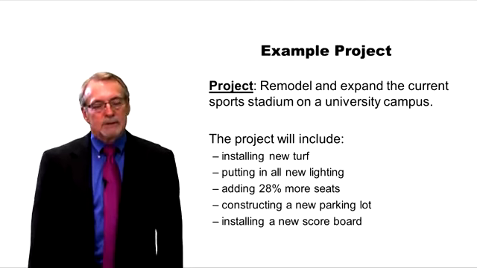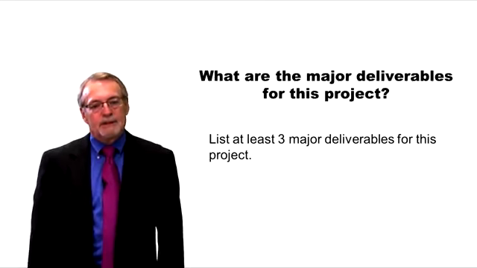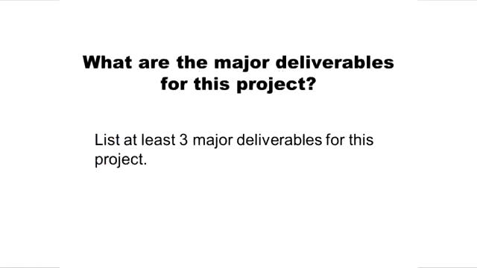One of the key things that comes out of the scope statement will be the list of deliverables for the project. So if we look at the new turf, the new lighting, the new seating, the new parking lot, the new scoreboard, what do you think some of the major deliverables are? List at least 3 of the deliverables on a sheet of paper. 3 of the deliverables for this project.